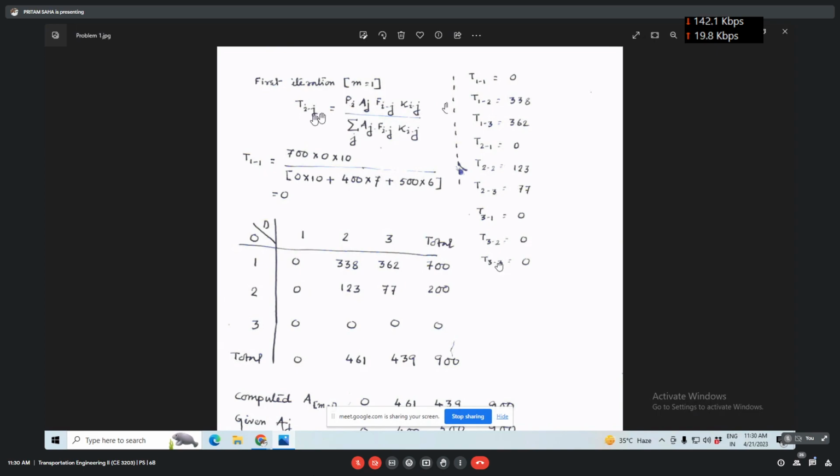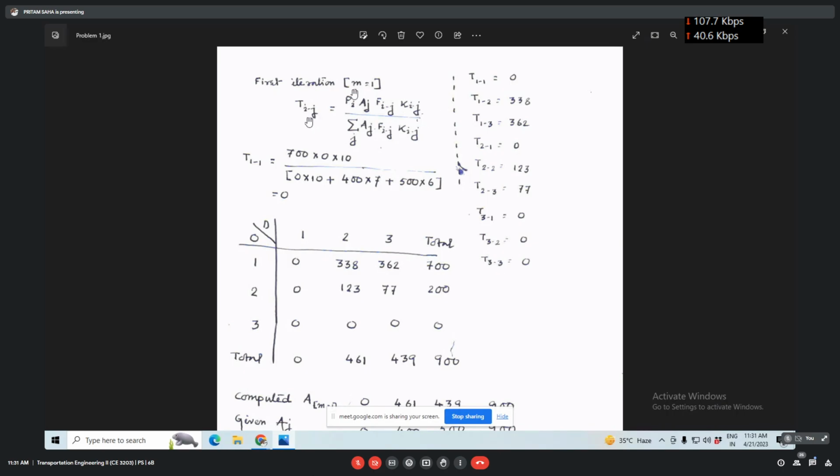The model says that we must know Pi, we must know Aj, we must know the friction factor between zone I and J, and also we must know the socioeconomic adjustment factor between zone I and J. Since we have assumed that the socioeconomic adjustment factor Kij is equal to 1, this part is going to be 1. So we need to have what? We need to have this Pi, Aj, and Fij.